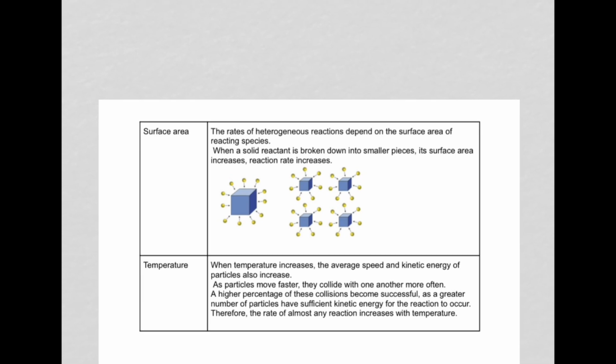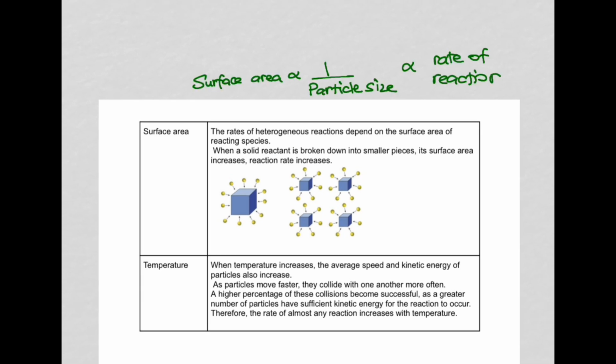You may consider this relationship where surface area is inversely proportional to particle size. So small particle size, large surface area, and large surface area means large rate of reaction. So rate and surface area are directly related, but both of these are inversely related to particle size.